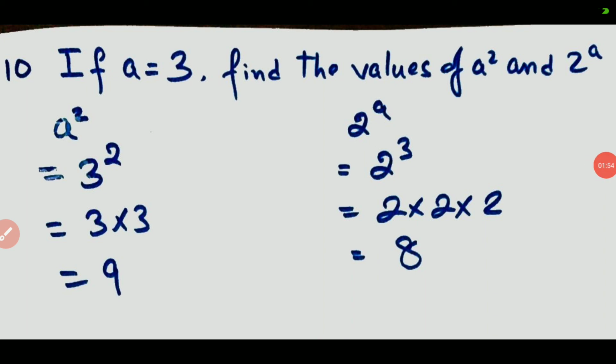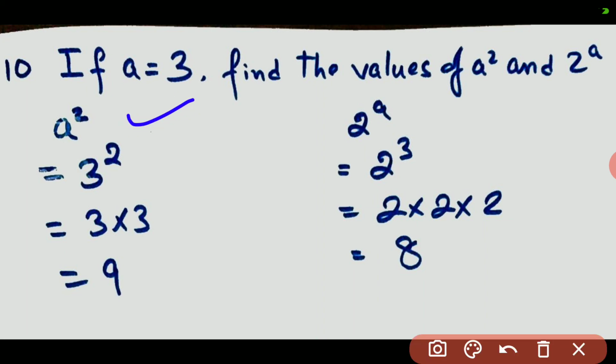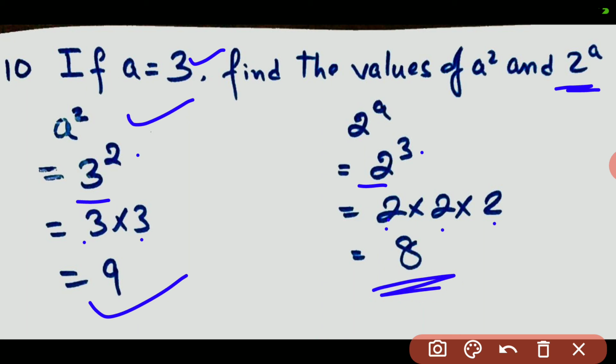So number 10 now. If a equals 3, find the values of a raised to the power 2 and 2 raised to the power a. Here a raised to the power 2 can be written as 3 raised to the power 2, because the value of a is 3. Now 3 square means 3 into 3. 3 into 3 shall give me 9. And the other one, that is 2 raised to the power a. So 2 raised to the power a becomes 2 raised to the power 3. Now 2 raised to the power 3 shall give me 2 into 2 into 2, that is 3 times. Hence I shall get 8 as my answer.